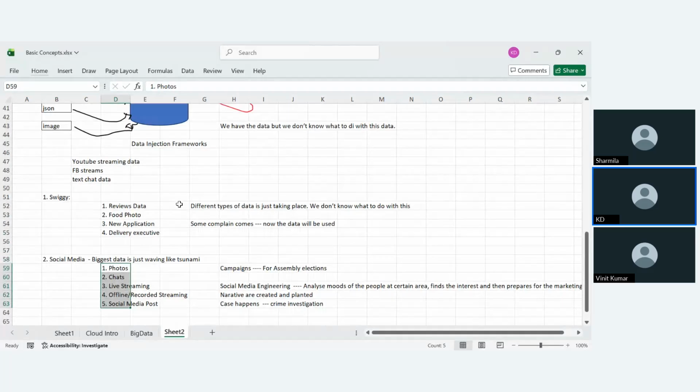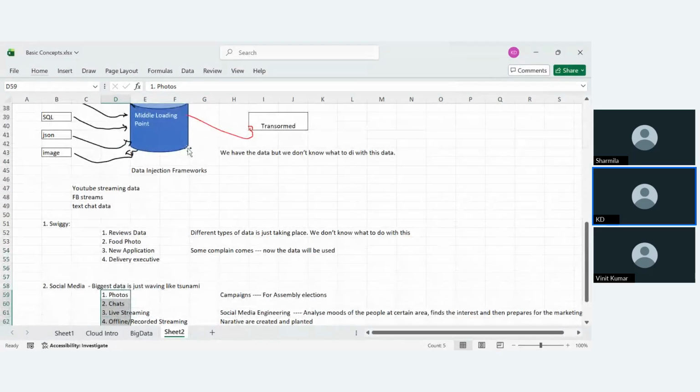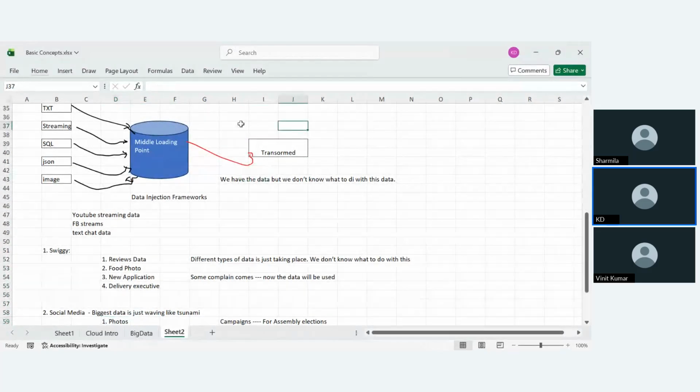So my point is that every kind of data is now available at this middle loading point. It may be in any form. Whenever it is required, this data is transformed into a structured form for whatever they require, and then it is used further.